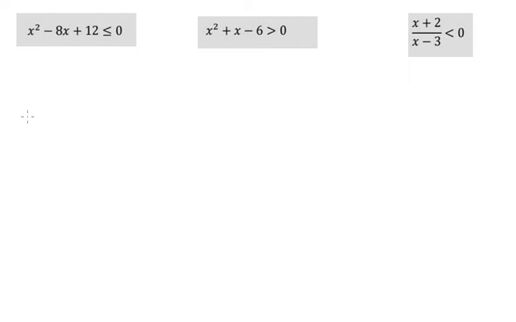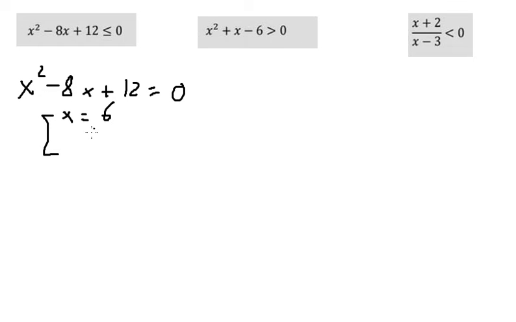For the first one, we need to find the solution of x squared minus 8x plus 12 equals 0. For this one, we have two solutions. That's x equals 6 and x equals 2. Now, we need to draw the table in here.